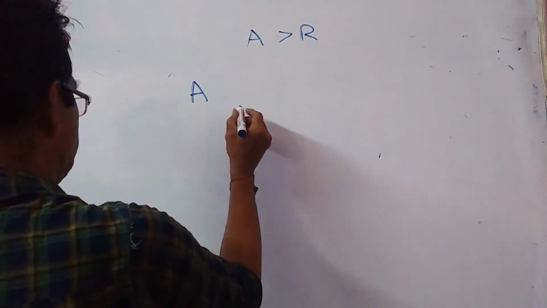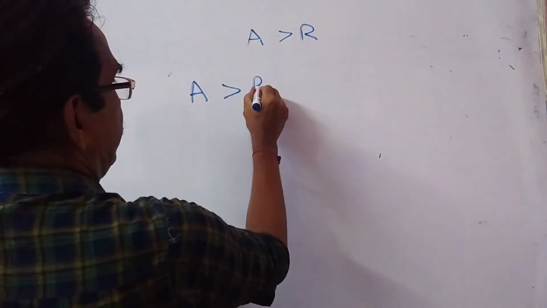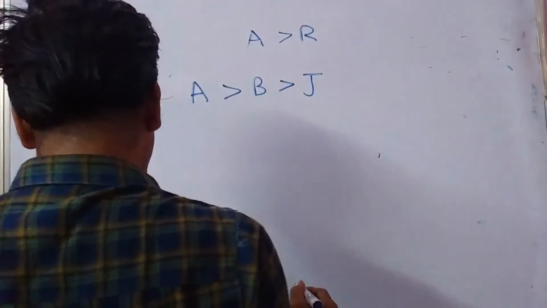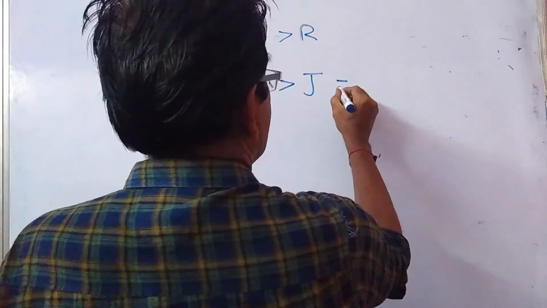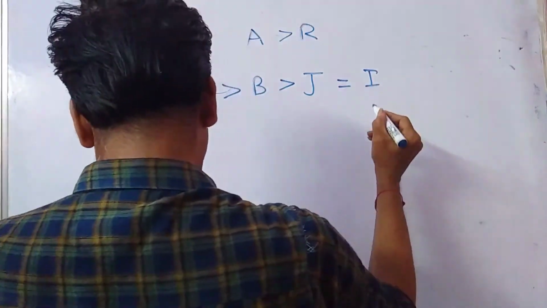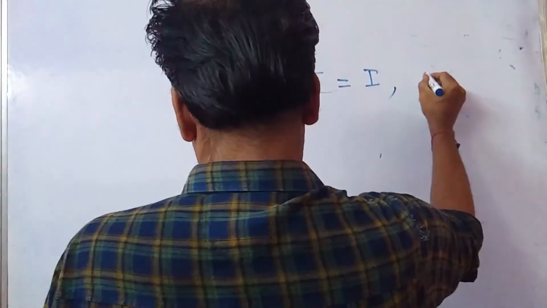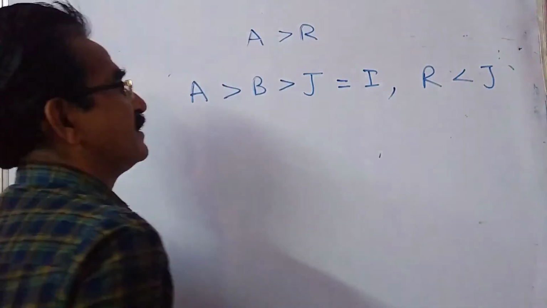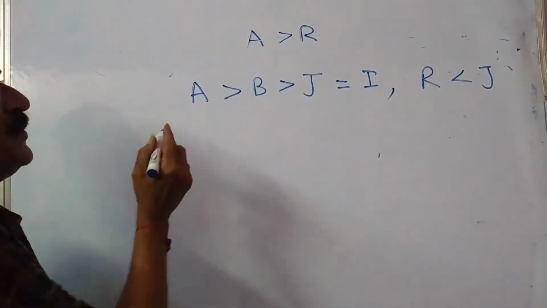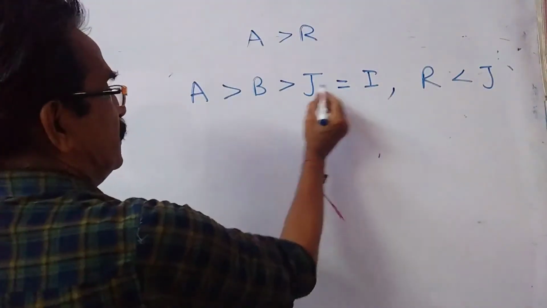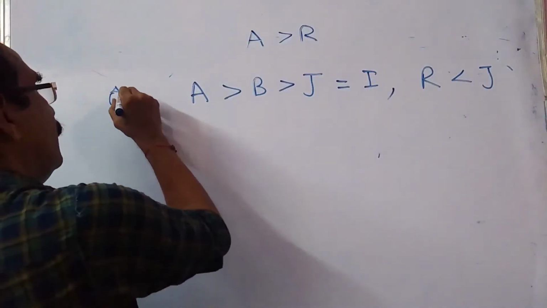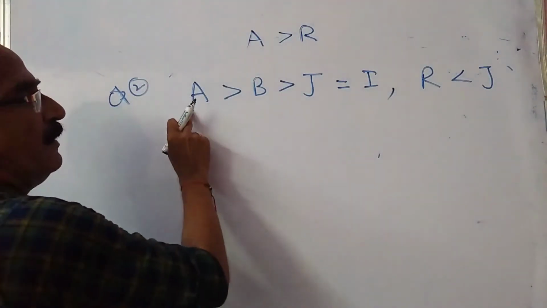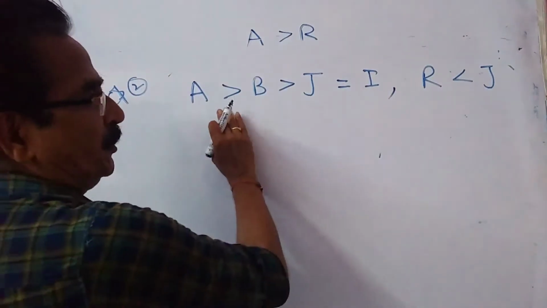Second option is this. A greater than B, greater than J, is equal to I, comma, or less than J. So this is option 2, friends. This is option 2, second option. So in second option, two statements are given.